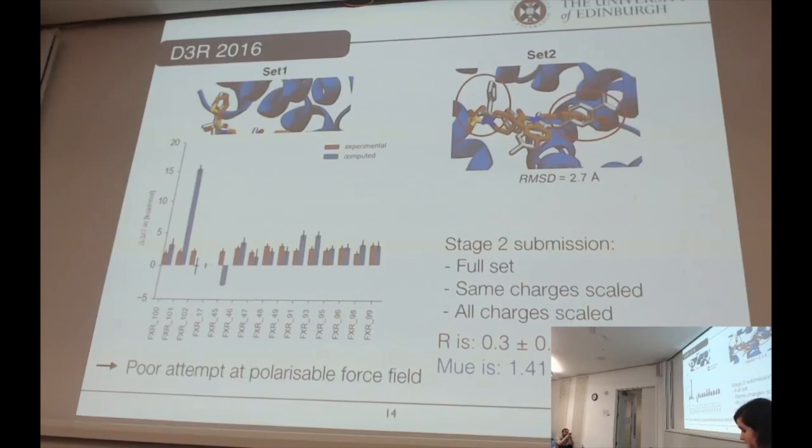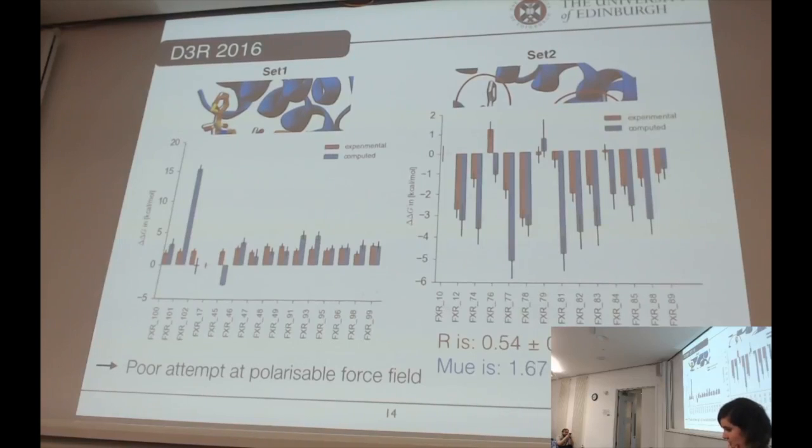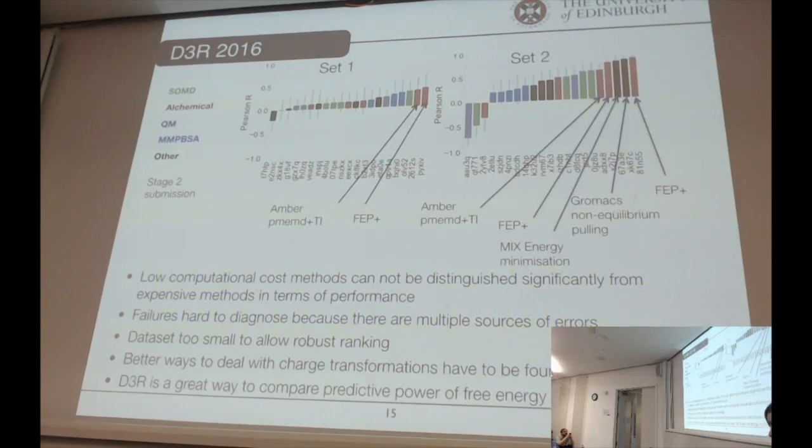So for this we get an R value of 0.3 and a mean unsigned error of 1.41 at the first stage of set 2, where we had the wrong binding pose, and then for the second stage with a better binding pose, we actually can improve our correlation. And this is the experimental versus computed. Now, all the data was released, and we can compare our method to other methods, and in general compare how well we do with respect to other competitors.